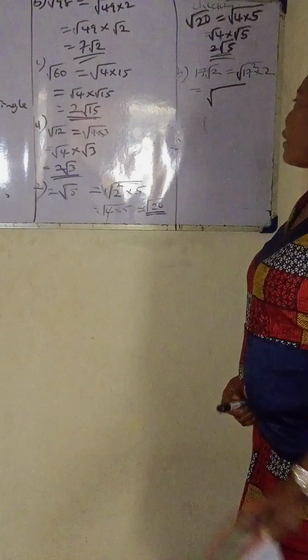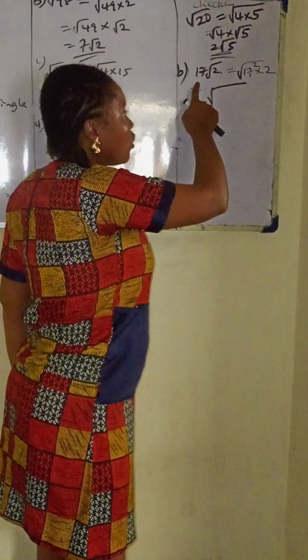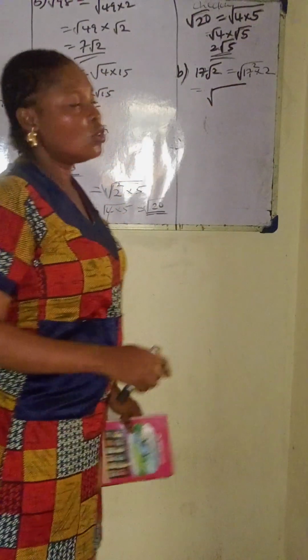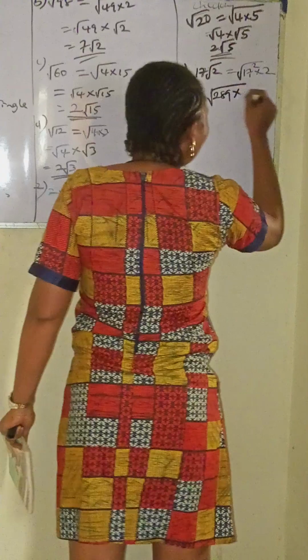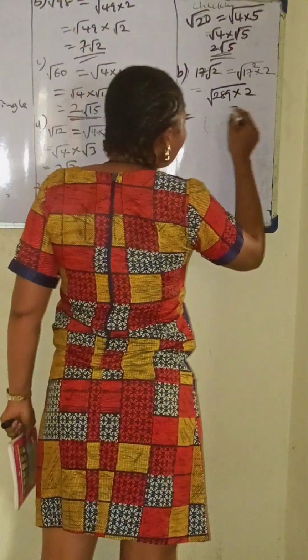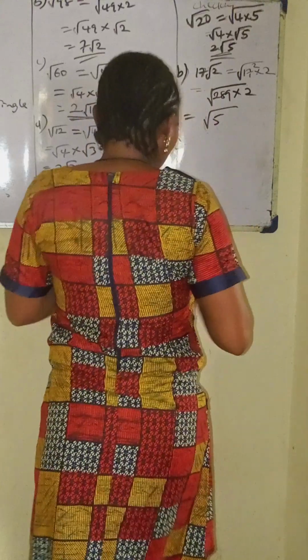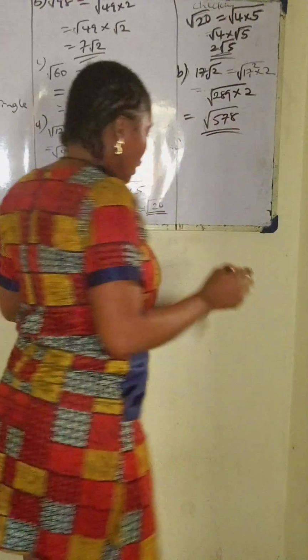So we are going to look at the B part. So we have 17 root 2. What we are going to do is square the outside number, which is 17 squared times 2. So 17 times 17 will give us 289. Then times 2. When we times it, 289 times 2 gives us 578. So this is our answer.